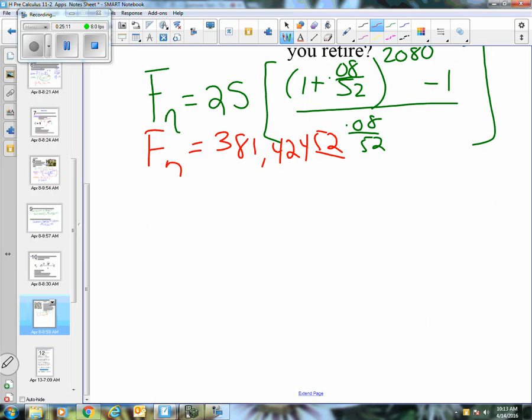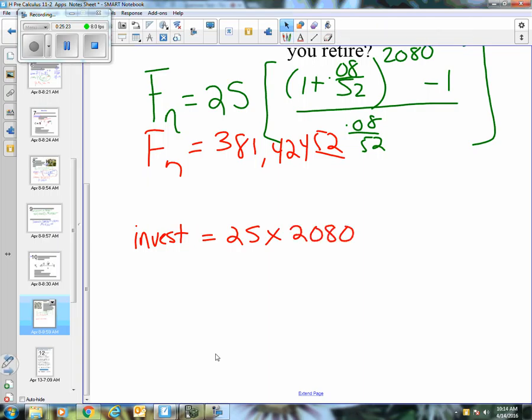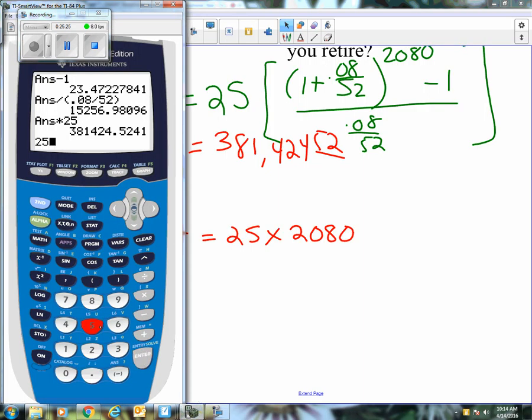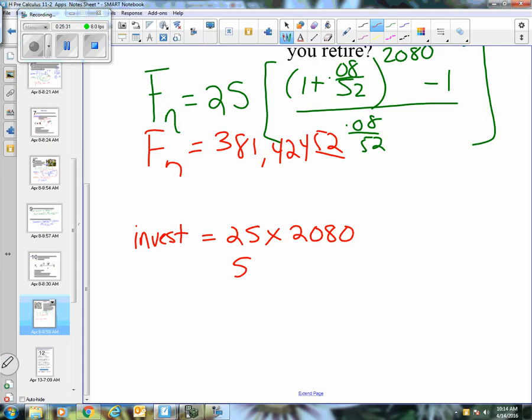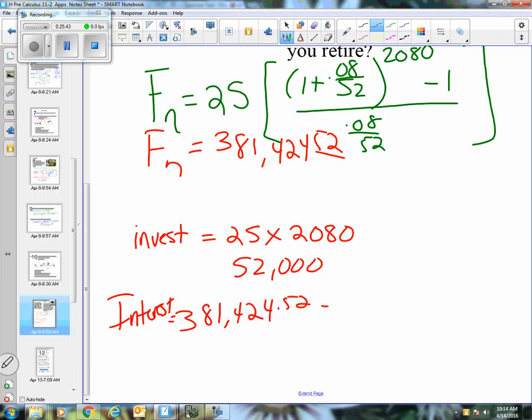Now, not all of that is interest earned, right? So the investment part is the $25 a week, and you did that 2,080 times. So how much of this was your investment? So you did $25 a week for 2,080 times. It's a lot of times. That's $52,000. So your part of this investment was $52,000. That means the interest that you earned from the bank would be 381,424.52 minus that 52,000. Not too shabby when you calculate that. So almost 325,000 or so from the bank that you would be earning just in interest.